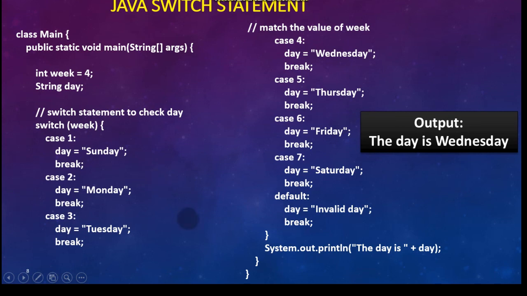In case I have inputted 5, then plus day will invoke case 5 and it will print Thursday. In case I input 7, plus day will invoke case 7, day is equal to Saturday, so Saturday will be printed. In case I input some number like 20 which has not been programmed, then automatically the program should show invalid day, break. So this is the Java switch statement.